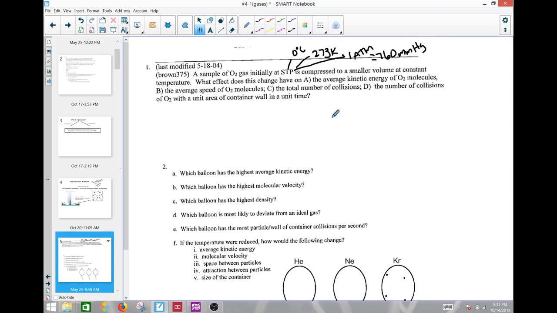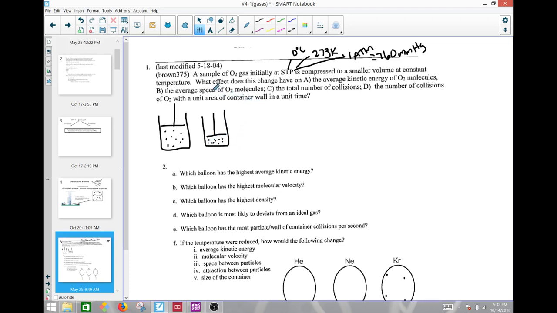So we have a sample of gas that is compressed into a smaller volume at a constant temperature. What effect does this change have on the following? There are several different options here. Let's sketch out a little picture of this. Essentially, we may consider this like a piston. So we have a little object here and a little piston, and it starts out with some particles, 1, 2, 3, 4, 5, 6, 7, 8, 9, 10. And we take this piston and we just squeeze it down into a smaller area, with the same 10 particles.